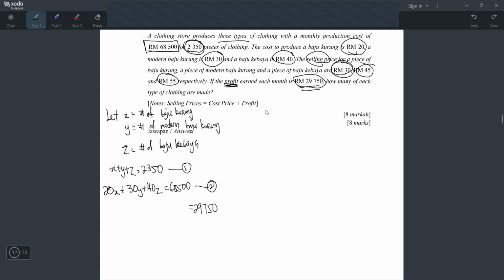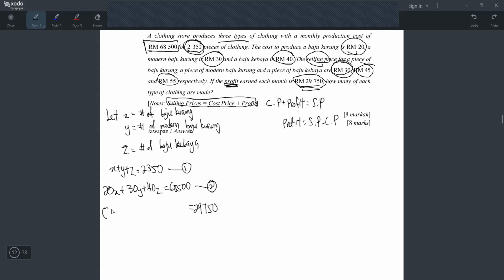So let's use this formula: cost price plus profit equals the selling price. That's what the note says. So in order to get the profit, I have to take the selling price minus the cost price. So how can I get the profit for baju kurung? The profit for baju kurung will be the selling price of baju kurung minus the cost price of baju kurung. What was the selling price of baju kurung again?